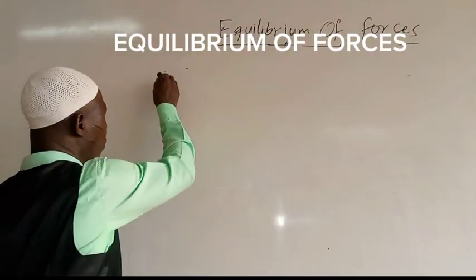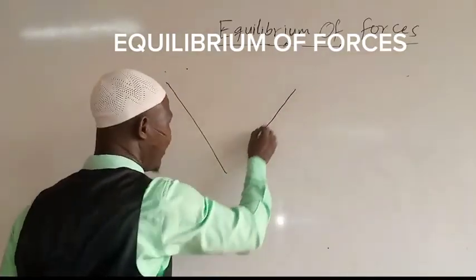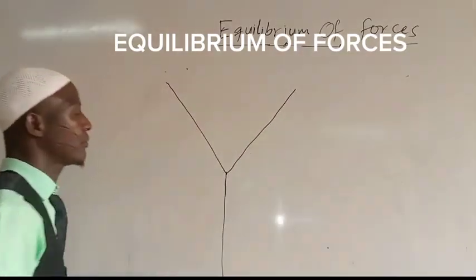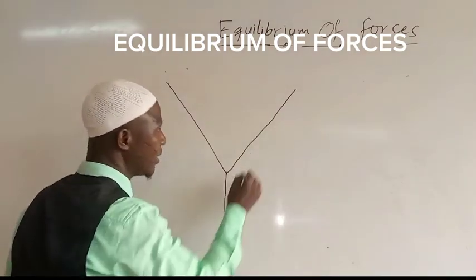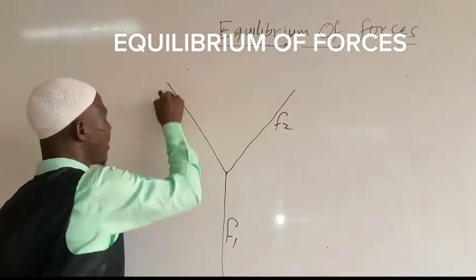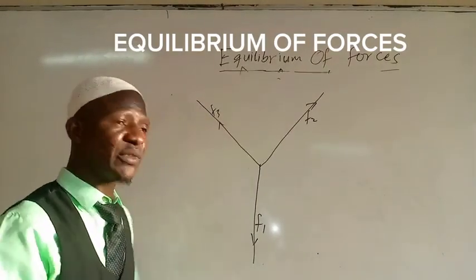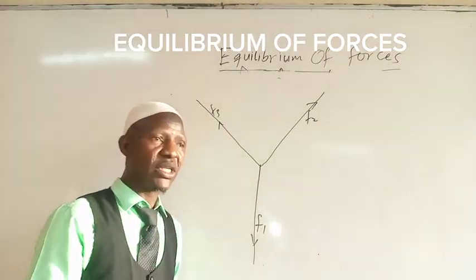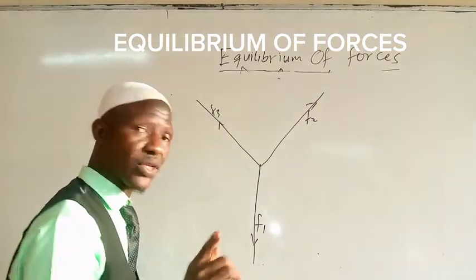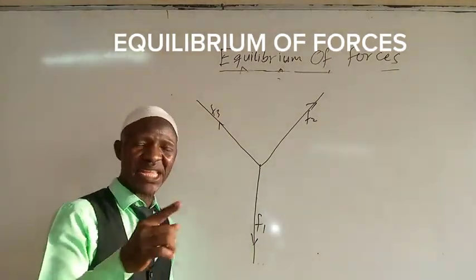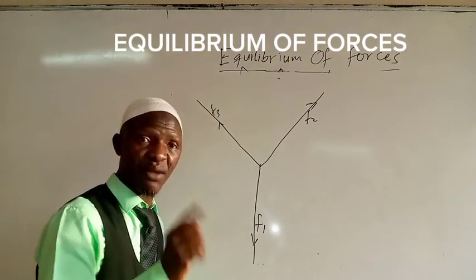What you just need to do, when you have this, then you have this one. If this is F1, this is F2, this is F3. If you have the three forces like this, it's very simple to change to what? Triangle of forces. What you just need to do, find the equilibrium of one of the three forces.